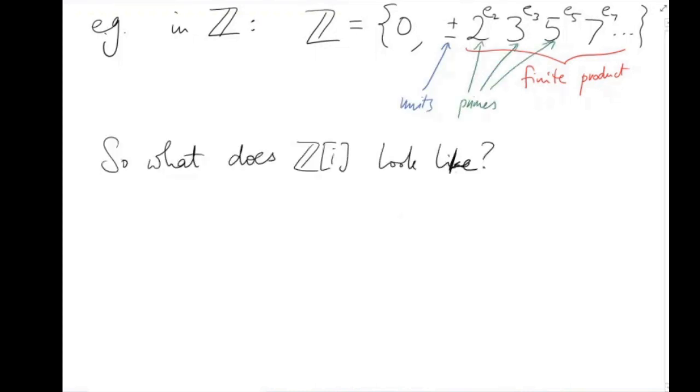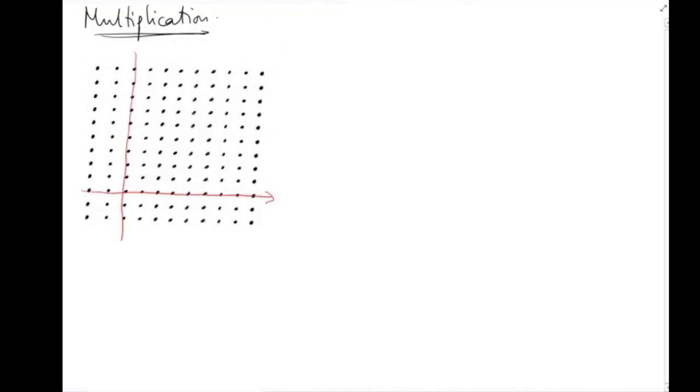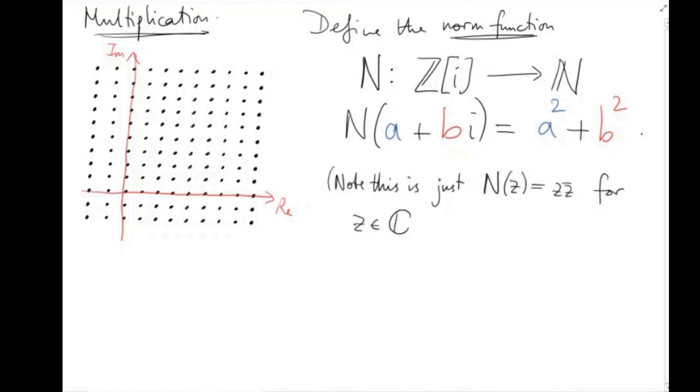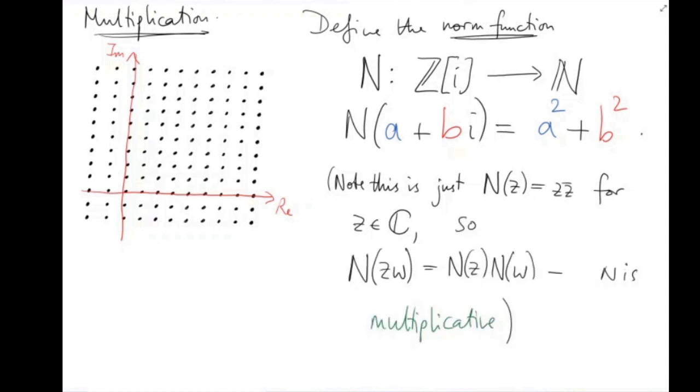So what does Z[i] look like? Here's the lattice picture again. I'm going to define the norm function, N, from Z adjoin i to the natural numbers, including 0, which sends a plus bi to a squared plus b squared. This is just a function sending a complex number to the square of its magnitude. So it's multiplicative in the sense that N of zw is N of z times N of w. In the case of Z[i], this norm function N is going to solve all our problems.